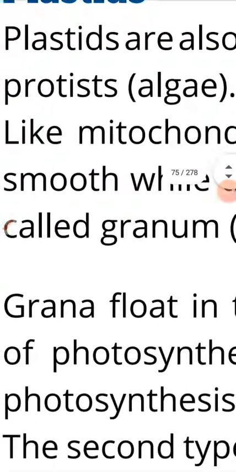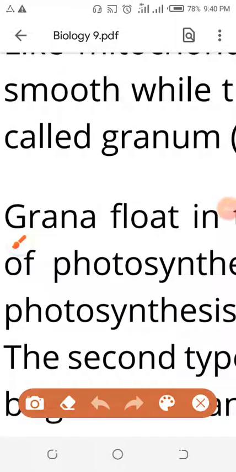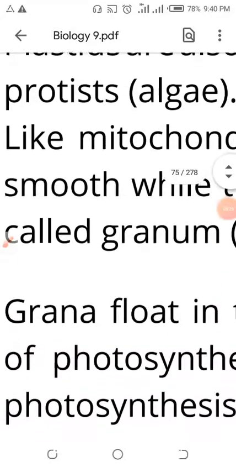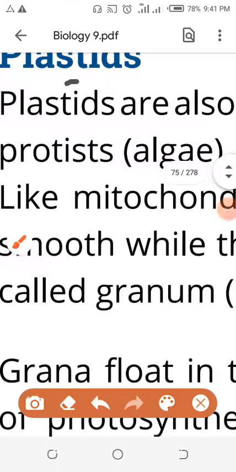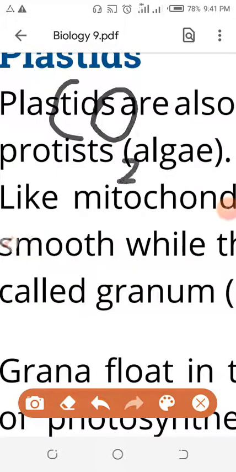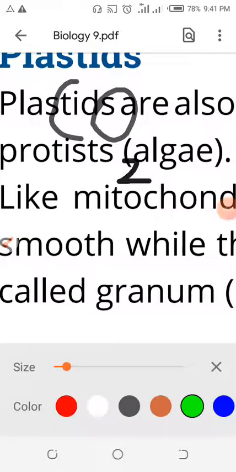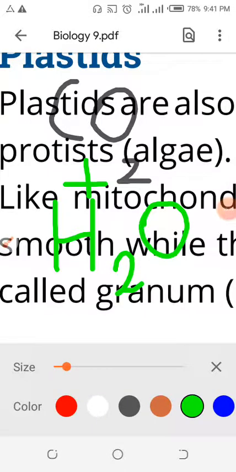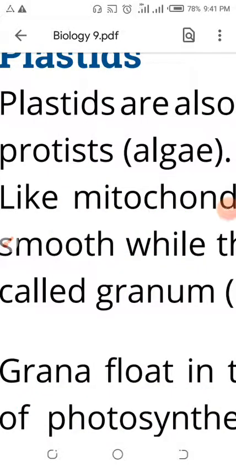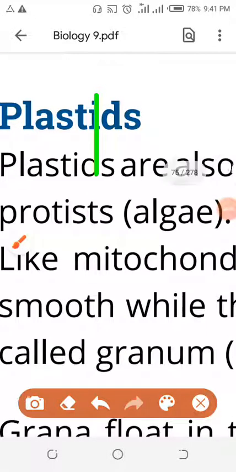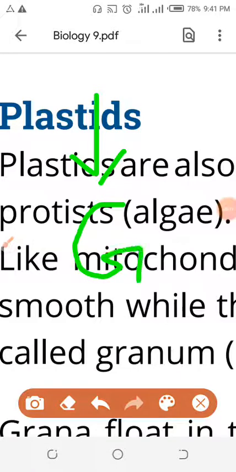Why am I telling you about photosynthesis? Look here, the chloroplast reaction of photosynthesis: carbon dioxide plus water, and that will be used to form glucose plus oxygen. You will say, sir, we already know this reaction. Where did we study this reaction? You studied it in respiration. Sir, there is a little difference between this reaction and the respiration reaction.